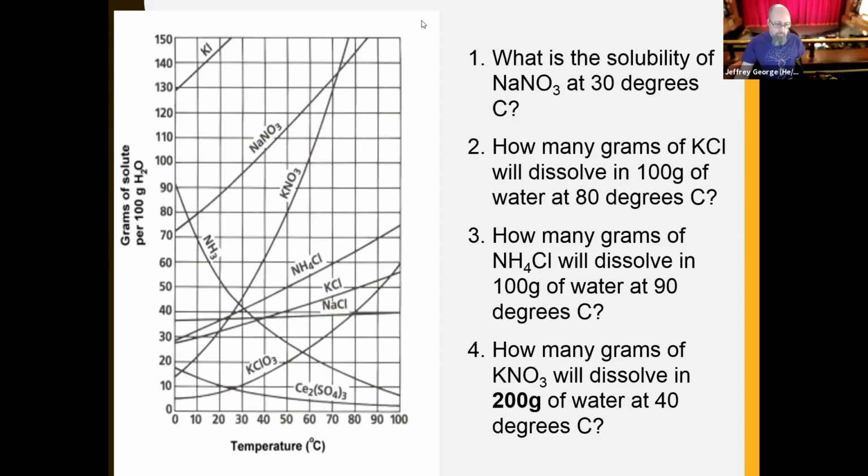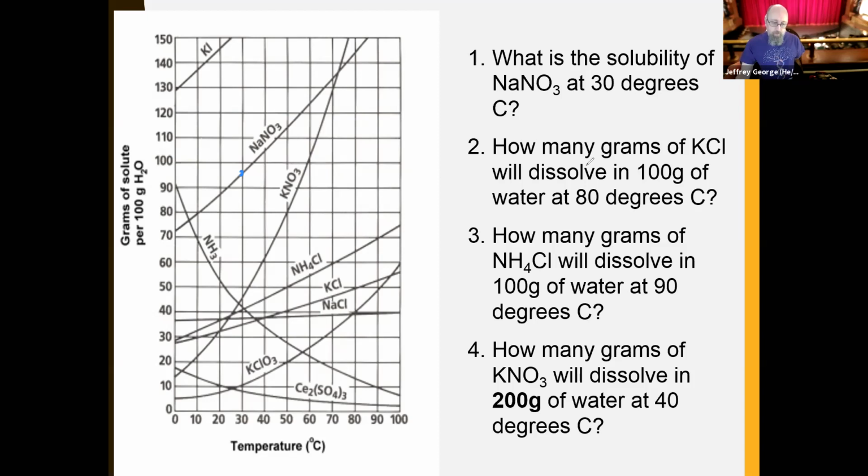All right, and I'm going to go up. Let me get my little pen back so I can mark the point. Sorry, I keep forgetting that I have to restart it each slide. All right, at 30 degrees, I'm going to go up to the line for NaNO3, which is right here. Okay, and so then if I read that off here, roughly 95 grams would be the answer. 95 or 96, depending on how you interpret that. Right? So that's the answer to the first one. At 30 degrees, I can dissolve roughly 95 grams of NaNO3.